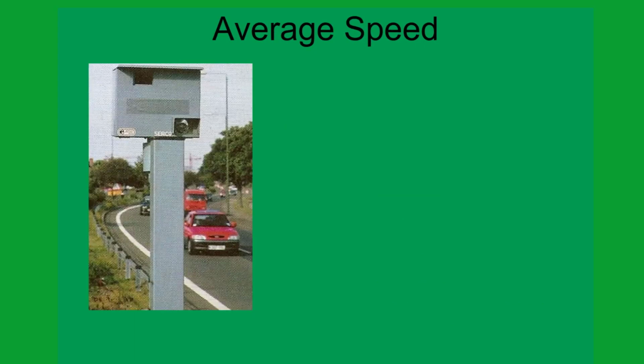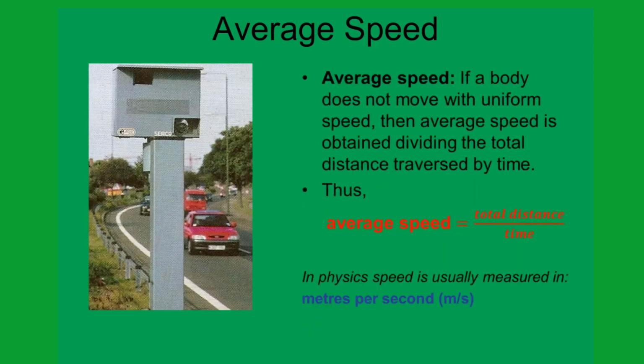Now, second thing, average speed. What is average speed? If a body does not move with uniform speed, then average speed is obtained by dividing the total distance traversed by the total time. So formula: average speed equal to total distance divided by time. In physics, speed is usually measured in meter per second. You can also use distance equal to speed times time.